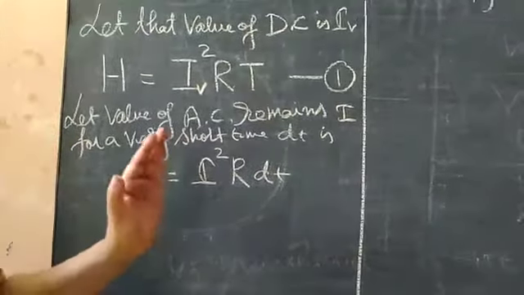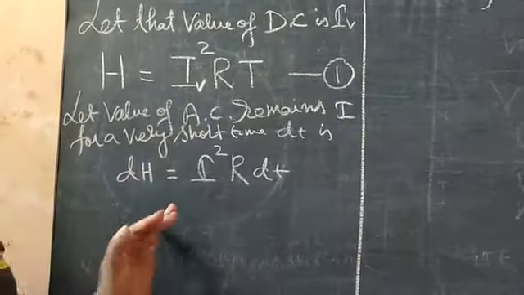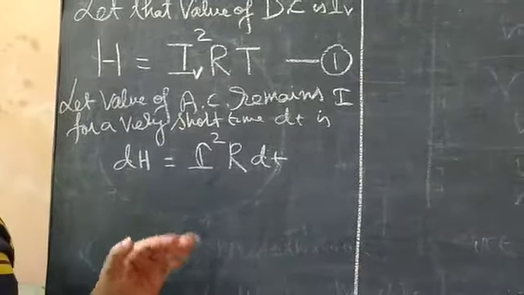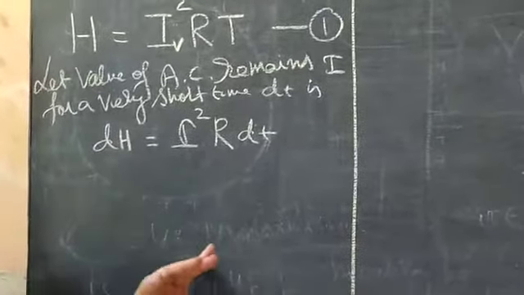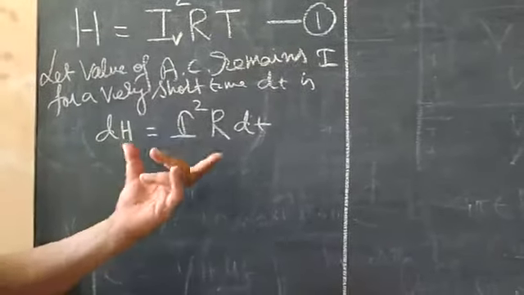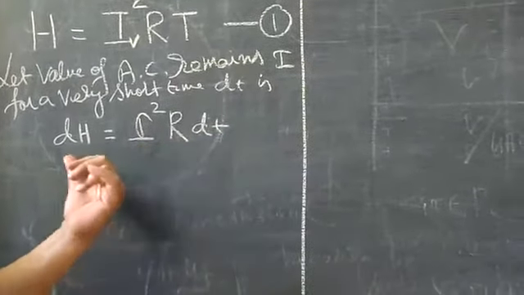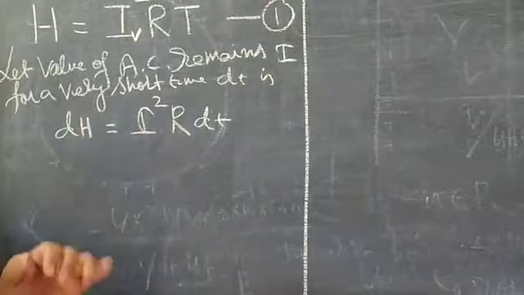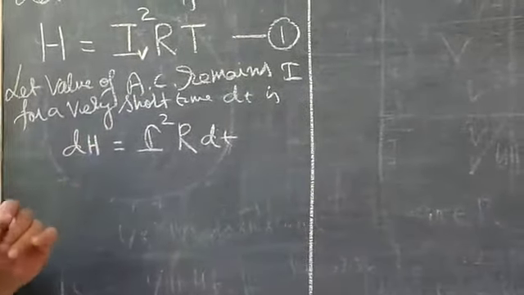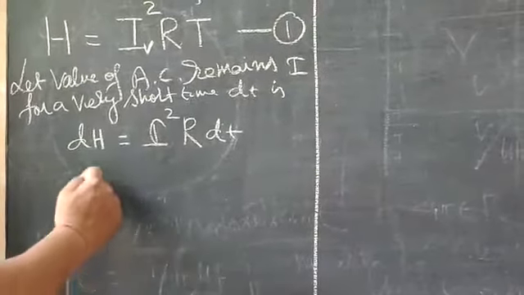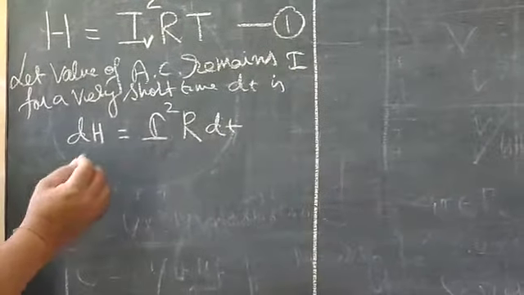Although we know that AC doesn't remain constant, it constantly goes on fluctuating and changing, not only in magnitude but also in direction. So in an infinitesimally small time dt, this much heat will be produced by AC in the same resistor. Then what will be the total heat produced in one time period?